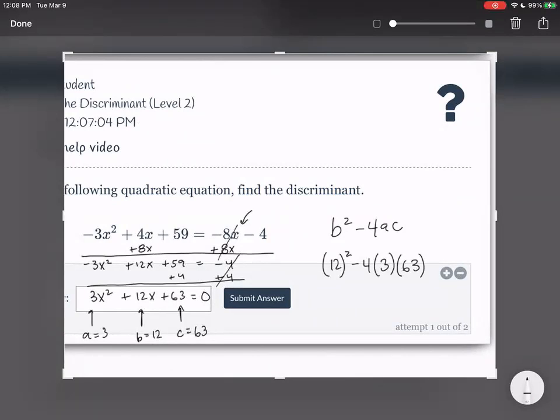So literally just plugging it in. Okay, so 12 squared is 144 minus 4 times 3 times 63. That gives me 756. And then you subtract it. This gives you negative 612. So your final answer for the discriminant is negative 612. Are there any questions on this one? Let's keep going. Negative 612.